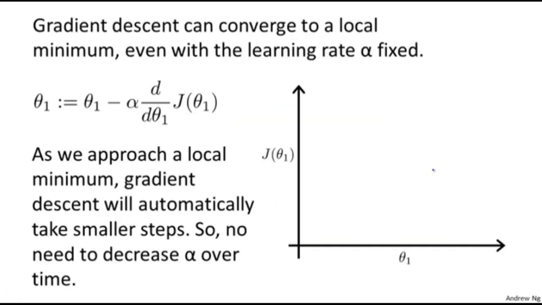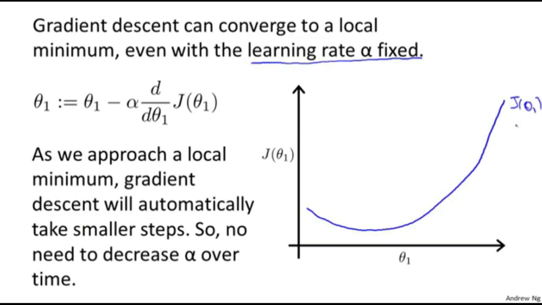This also explains why gradient descent can converge to a local minimum even with the learning rate alpha fixed. Here's what I mean by that. Let's look at an example. So here's a cost function J of theta that maybe I want to minimize. And let's say I initialize my gradient descent algorithm out there at that magenta point. If I take one step of gradient descent, maybe it'll take me to that point because my derivative is pretty steep out there, right?